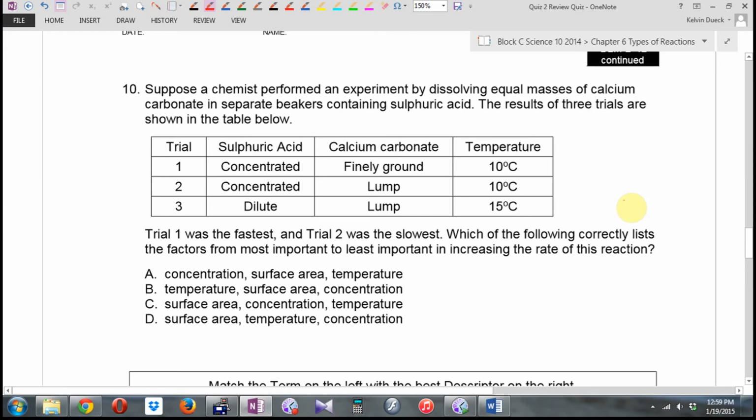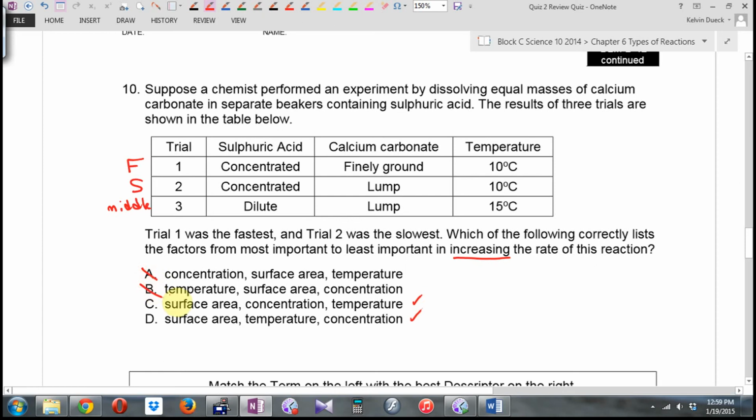Number 10 I really had to think about. It says trial 1 was the fastest. Trial 2 was the slowest. So this is going to be in the middle. And then it asks, which was the most important in increasing the rate of this reaction? So look at the difference between the fastest and the slowest. What did we change? These two were the same. These two were the same. What made a big difference? So I think the first thing I'm going to say is surface area was the biggest impact.